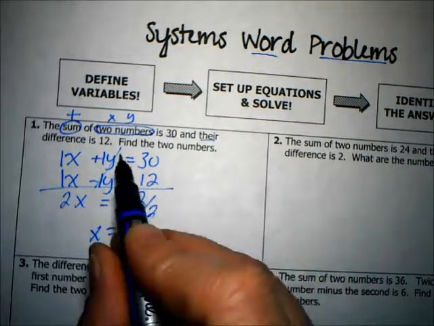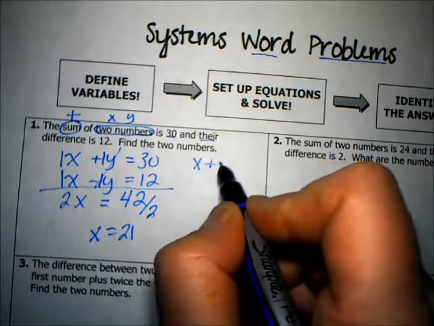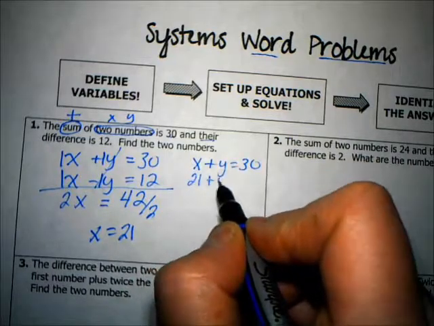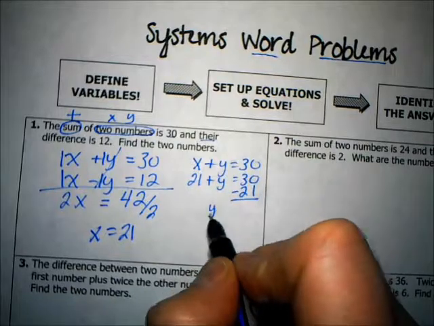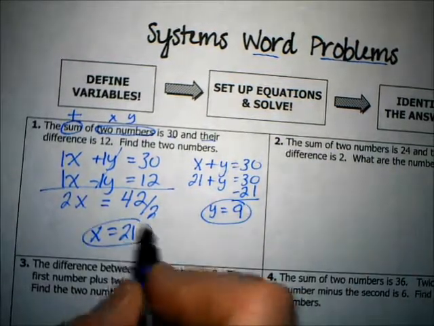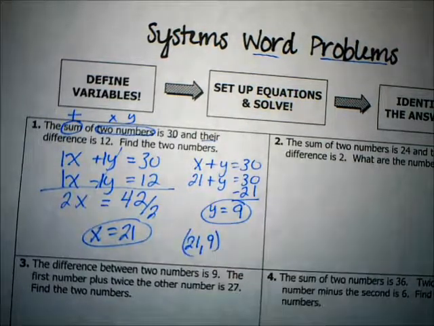Now I can take it and plug it back into either one of these equations here. I'm going to take the first one. x plus y is equal to 30. So the x is 21. If I subtract 21, I get y is equal to 9. Okay? So my two numbers are 21 and 9.